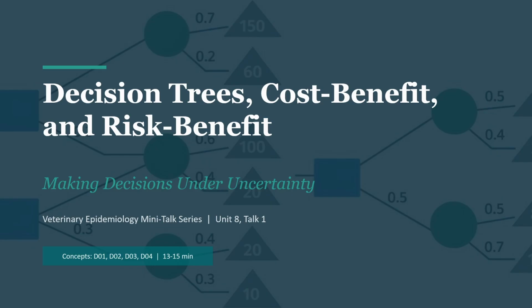In this talk, we'll cover four interconnected concepts: decision tree analysis, which structures choices and their consequences; cost-benefit and cost-effectiveness analysis, which quantify the economic trade-offs; risk-benefit assessment, which weighs consequences, probabilities, feasibility, and acceptability; and utility analysis, which incorporates client values and preferences. These tools are used by individual practitioners making treatment decisions, by herd health veterinarians evaluating management programs, and by policymakers designing national disease control programs.